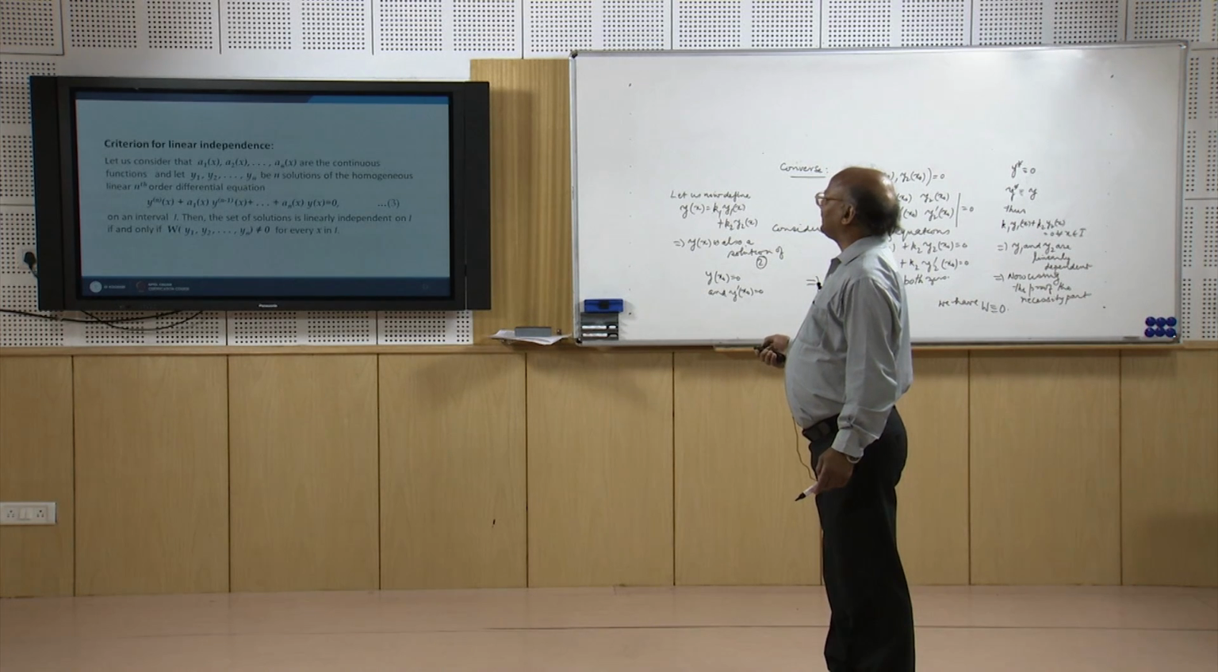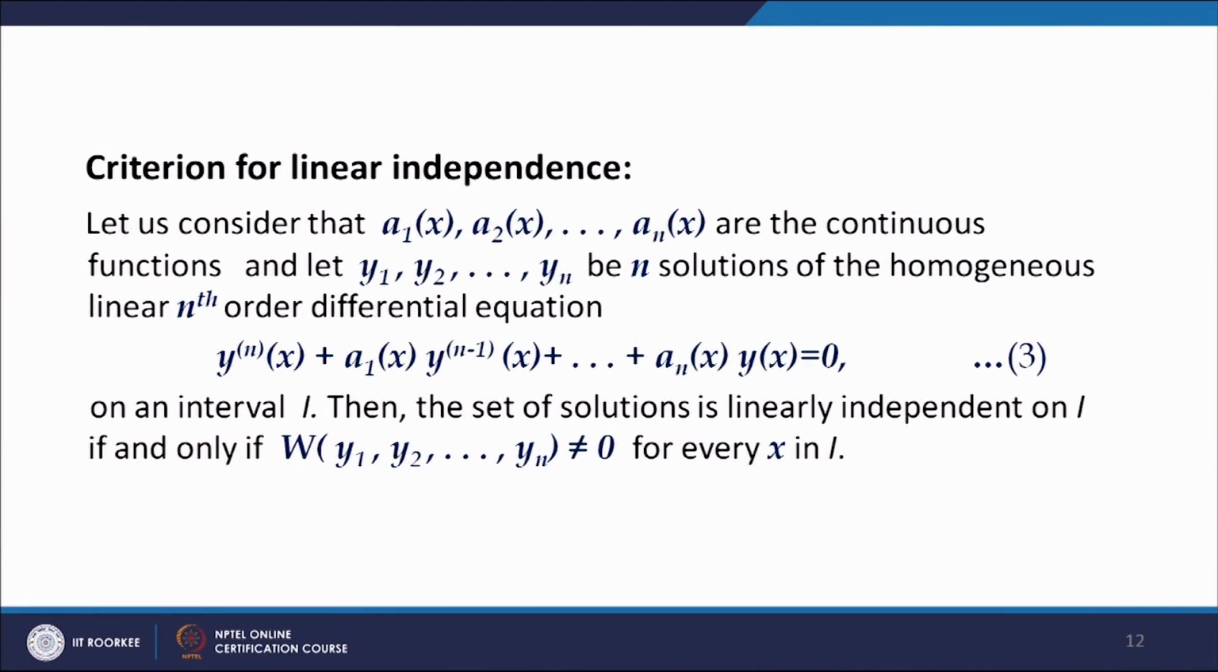Now suppose we consider the nth order homogeneous linear differential equation where a1(x), ..., an(x) are continuous functions. The result which we proved for n equal to 2 can be generalized to n functions. So the set of n solutions y1, y2, ..., yn is linearly independent on I if and only if the Wronskian W(y1, y2, ..., yn) is not equal to 0 for every x in I. So that can be generalized to this nth order homogeneous linear differential equation.